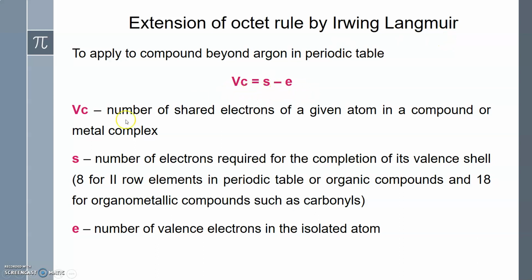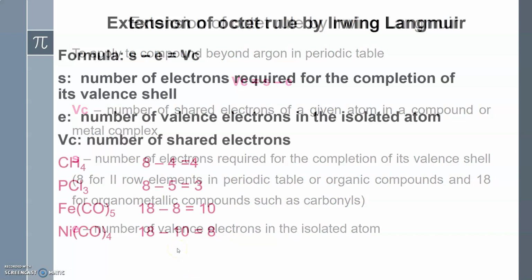Vc is equal to S minus E, where Vc is the number of shared electrons of a given atom in a compound, or even it could be a metal complex. S is the number of electrons required for the completion of its valence shell. It will be 8 for second row elements in the periodic table, or some of the main group compounds also, or organic compounds especially, and 18 will be the number of electrons required for the completion of its valence shell in case of organometallic compounds which contains carbonyls as the ligands. The E refers to number of valence electrons that is present in an isolated atom.